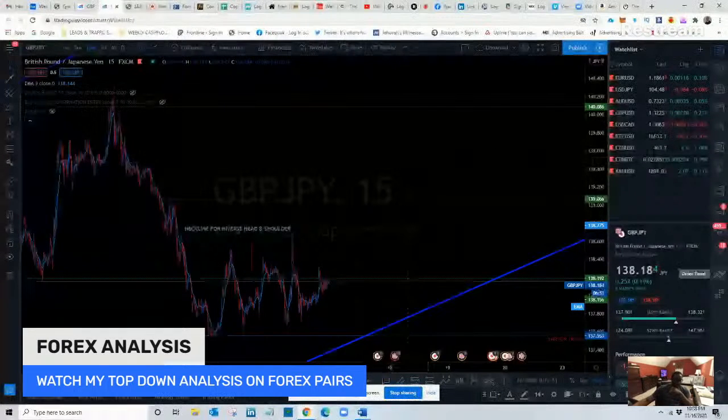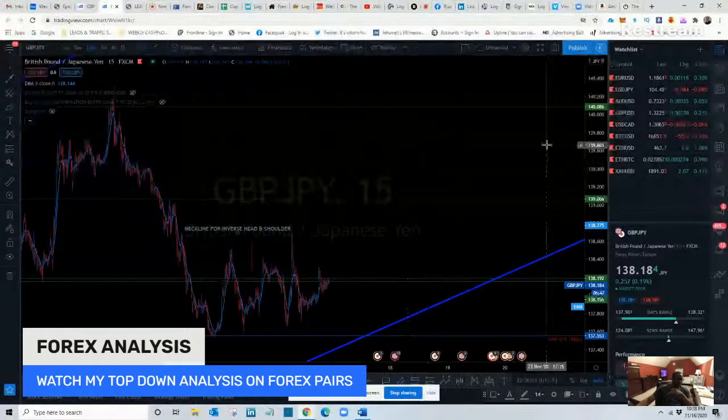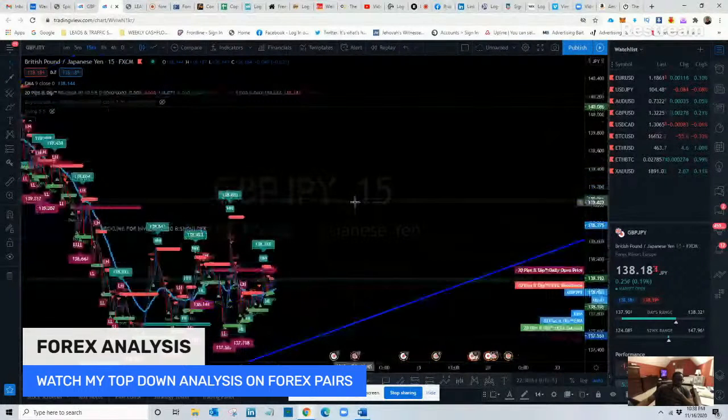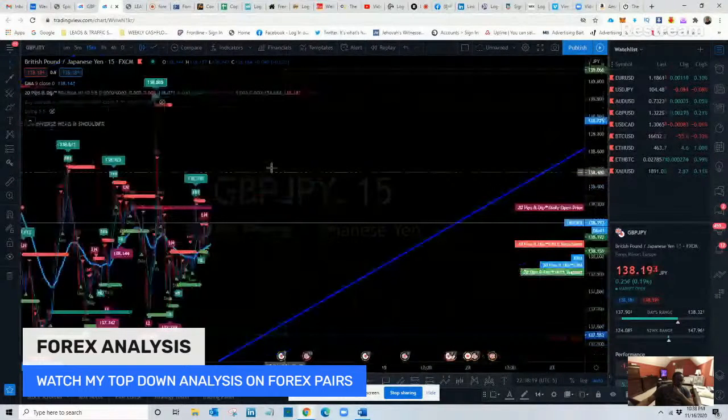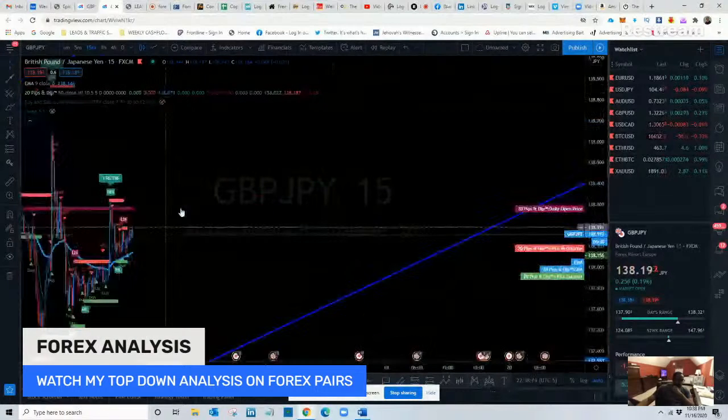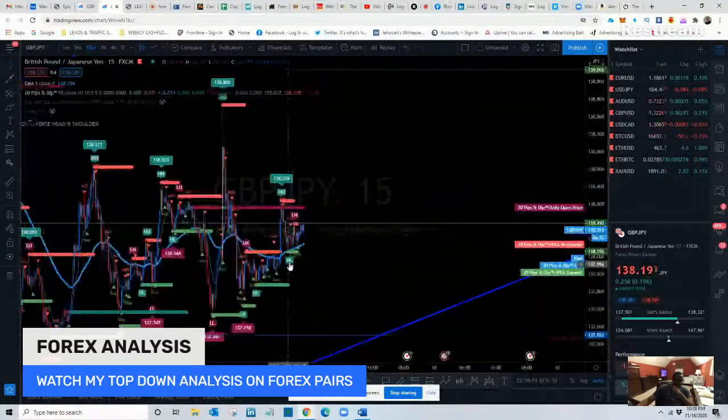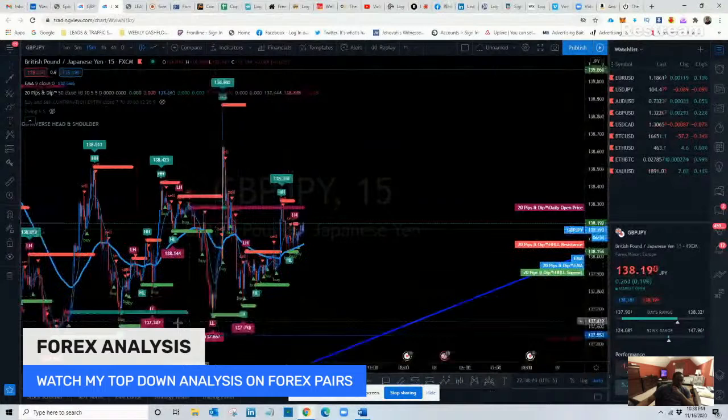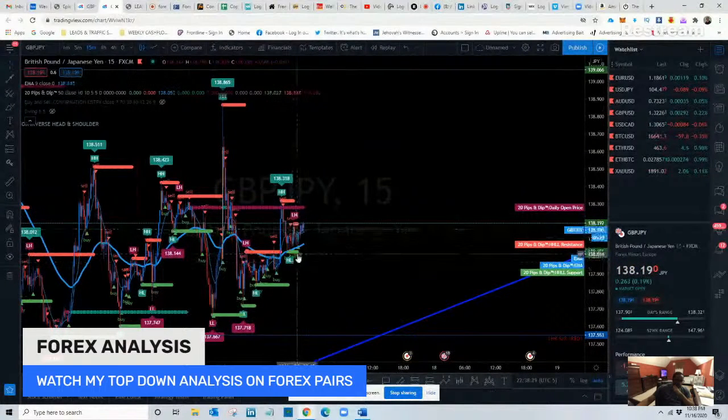So the next thing we want to do in the 15-minute is turn on the 20 pip and dip indicator. Now, here's a couple of reasons why we use this indicator. Well, number one, it lets us know when there are lower highs and higher lows, and lower highs, etc., in this market. It also lets us know when the market is going to buy and sell.